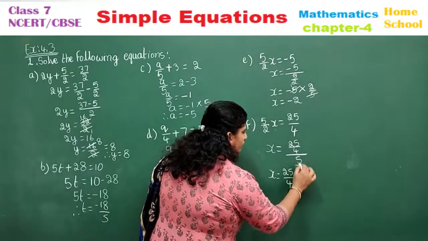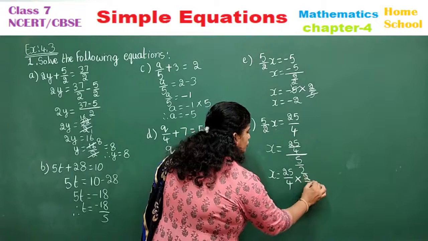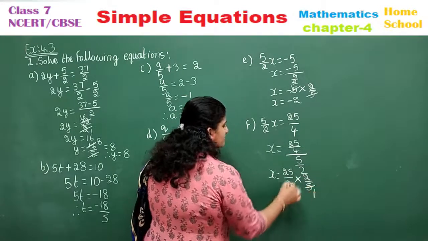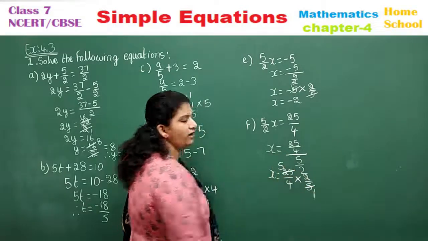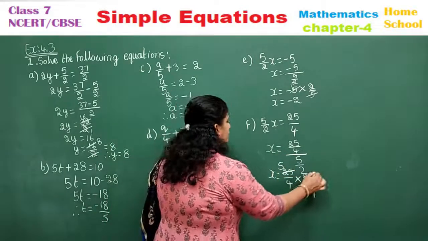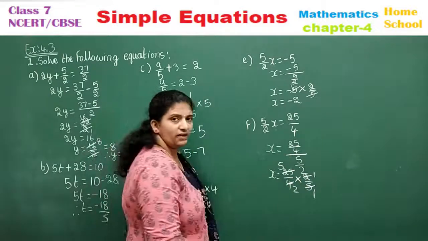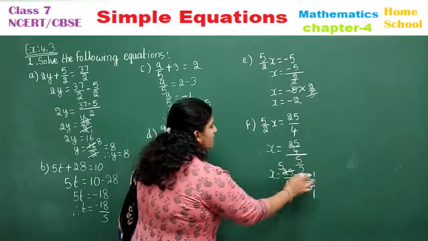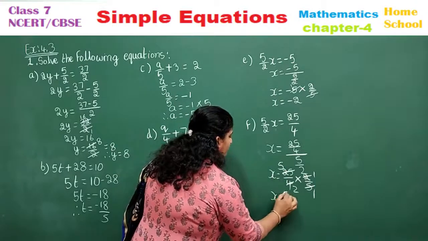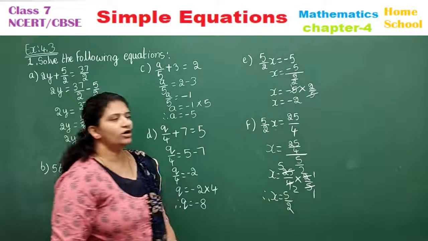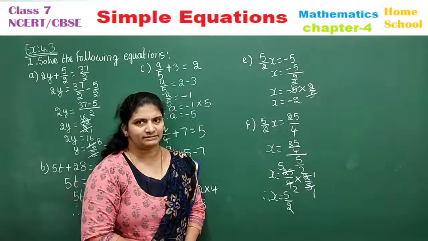Do the reciprocal of this. 5 by 2 means 2 by 5. And now cancel. 5 ones are 5. 5 fives are 25. 2 ones and 2 twos. Numerators multiply and denominators multiply. 5 into 1, 5. 2 into 1, 2. Therefore, x is equal to 5 by 2 is your answer.